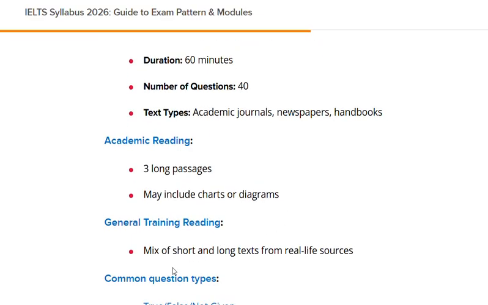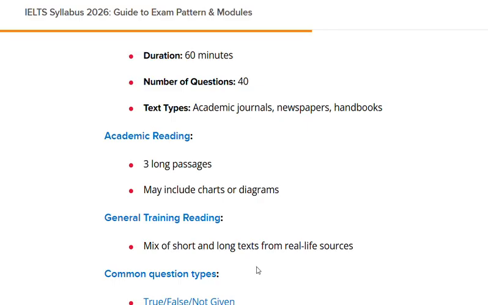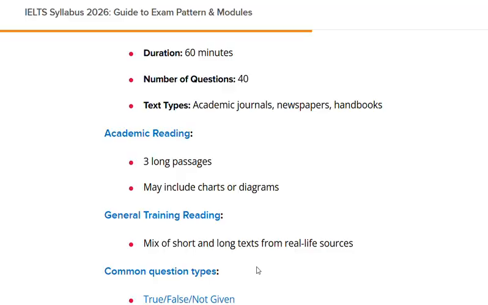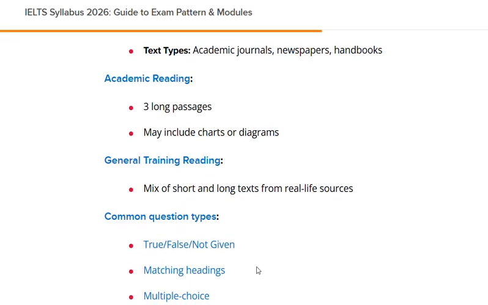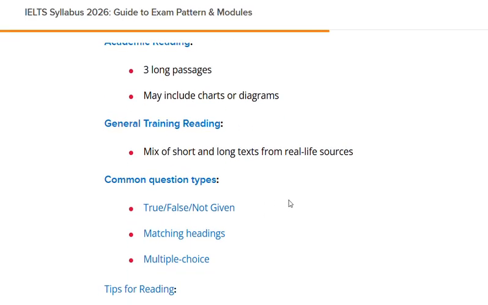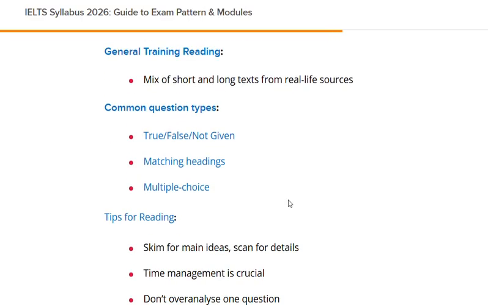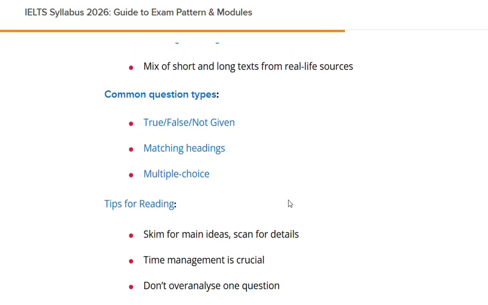And also for the general training, it will be a combination of short and long texts from real life sources. And these are the question types. You will get true, false, not given, matching headings, multiple choice. Now coming to the tips for reading. Skim for main ideas and scan for the details.